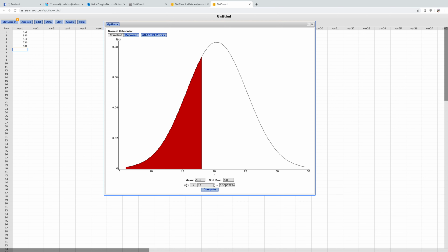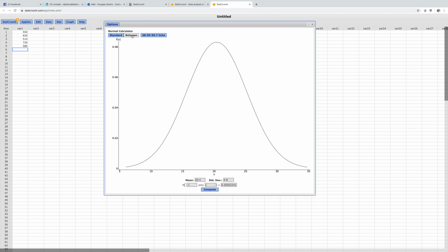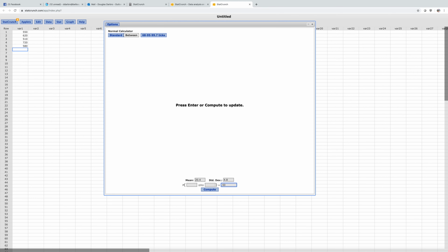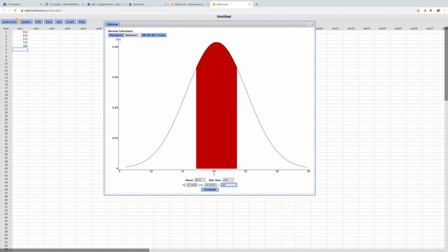What is the IQR? Well, that's really cool because we can just do between. And I want between, and IQR is just the range of the middle 50%. So take 23.6 minus 17.2, and you get the IQR.